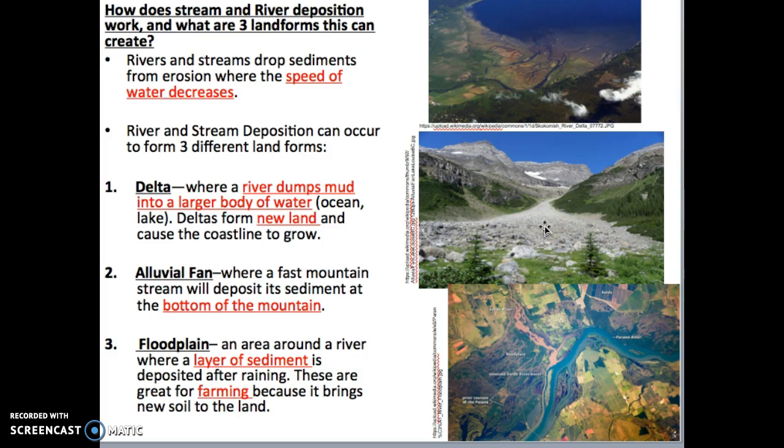The last type is a floodplain, and basically this happens in the middle of a river. When the river erosion is happening, along the river it will dump sediment around the area where it's flowing, and it creates what we call a floodplain. Here's a floodplain right here, and it could be good for farming because it brings new soil to this area, and it can be used to grow crops.